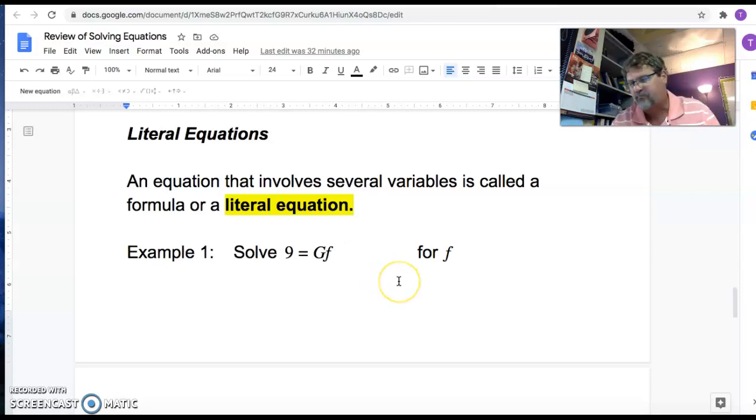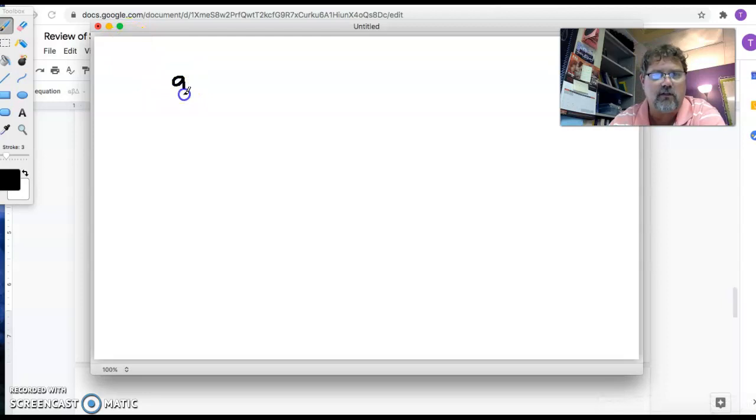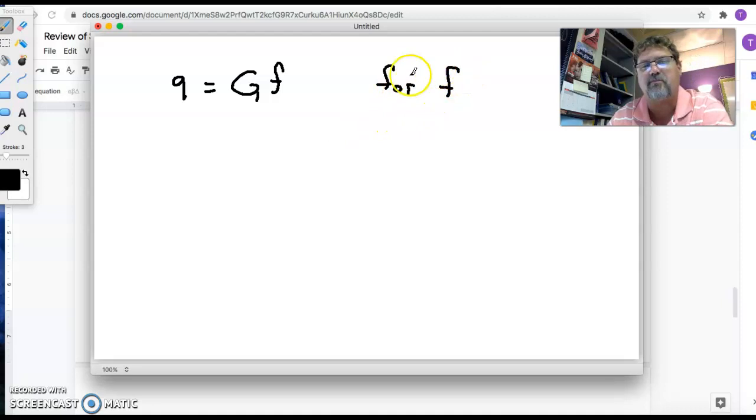All right, so let's get to work and solve a couple of these. We're going to use the properties that we talked about. As you can see, example 1 says solve 9 equals g f, and we're solving it for f. So if it says solving for a specified variable, that's what they mean. They're specifying that we solve for f, because there's two variables here, so you have to be specific. You can't just say solve. That would not make sense.